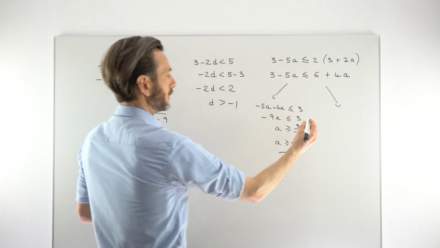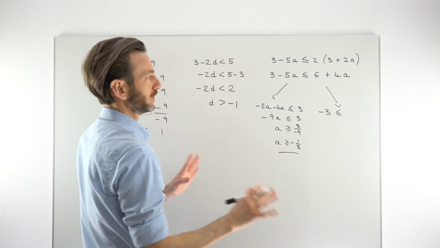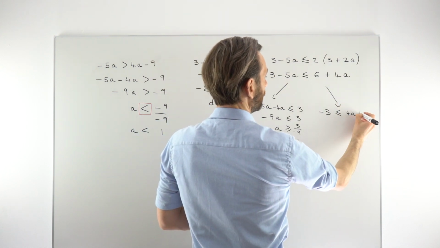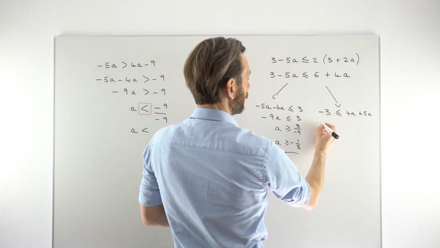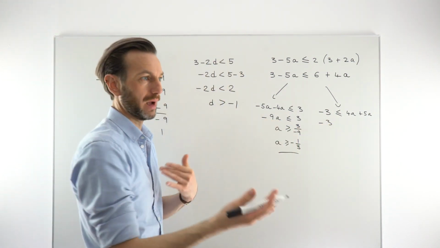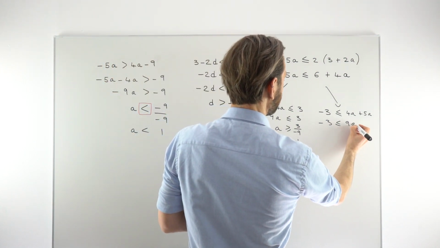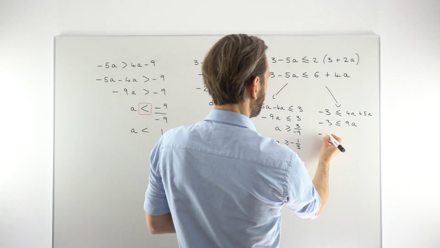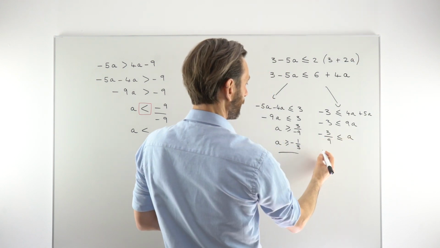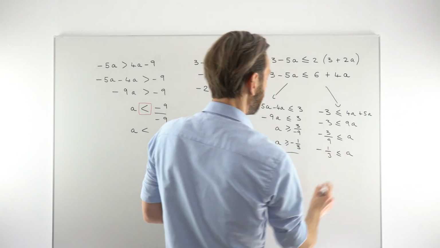So taking the 6 over here, 3 minus 6 would give you minus 3. Keeping the sign the same way because we're not dividing by any negatives. Taking the 5a over there, we're going to get 4a plus 5a. You should end up basically with the same line of working, but with just different signs. So a plus instead of a minus, or a minus instead of a plus. So we get a 9a there, dividing both sides by 9, and we get minus 3 over 9 is less than or equal to a. Simplifying down the fraction, minus 1 over 3 less than or equal to a.